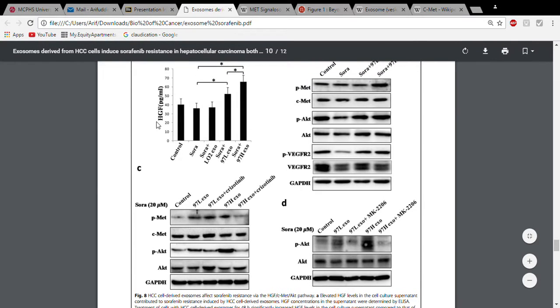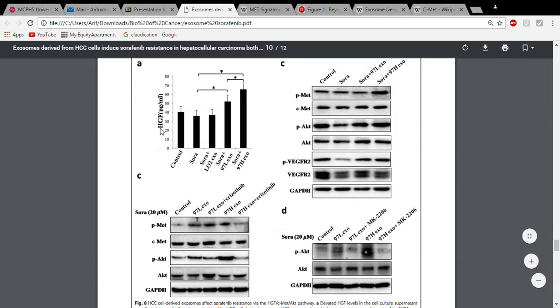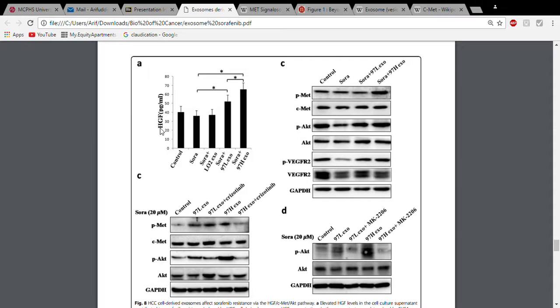You can see over here, the first graph examines the amount of HGF in the sample. The amount of HGF is relatively low in the sorafenib and the sorafenib plus the regular exosomes, but there's a much higher amount in the 97L exosome sample and the 97H exosome sample. And remember, this is in the presence of sorafenib also, so that shows a higher amount of HGF, which would imply that the HGF PI3 kinase AKT pathway is even more activated.